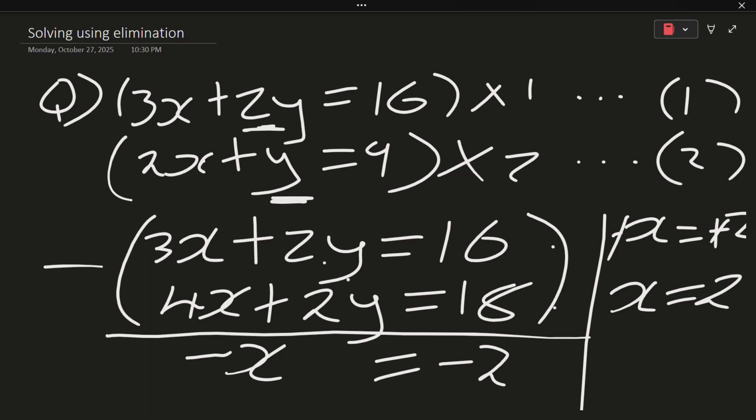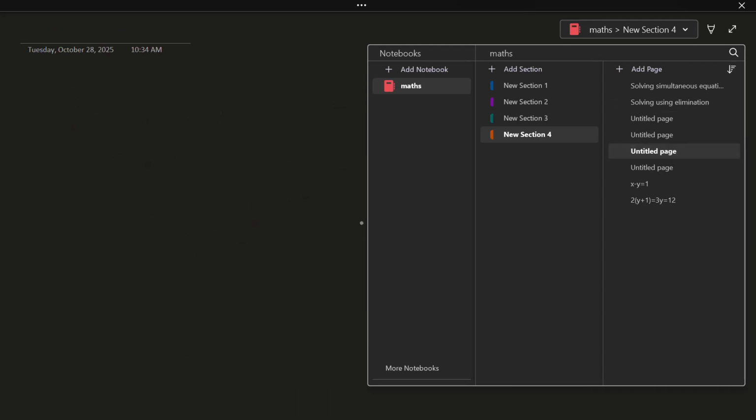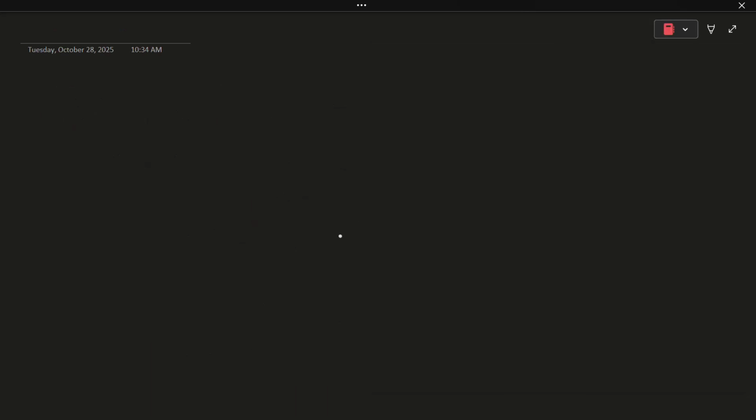That's the value of x. x in this equation is equal to 2. So right now we have the value of x. Now we want to find the value of y. So for the value of y, we simply take any of the equations and then substitute the value of x. So let's take the first equation, that's 3x plus 2y equal to 16.